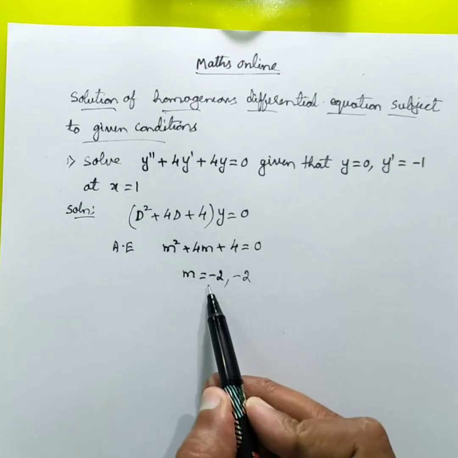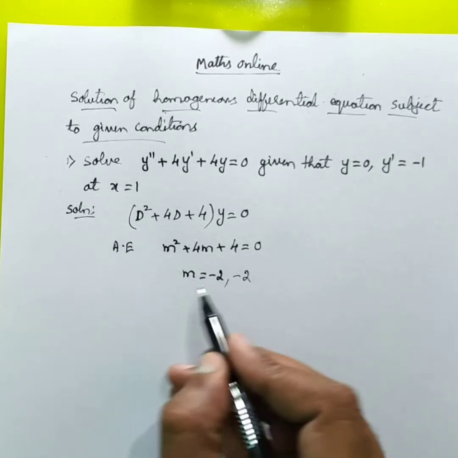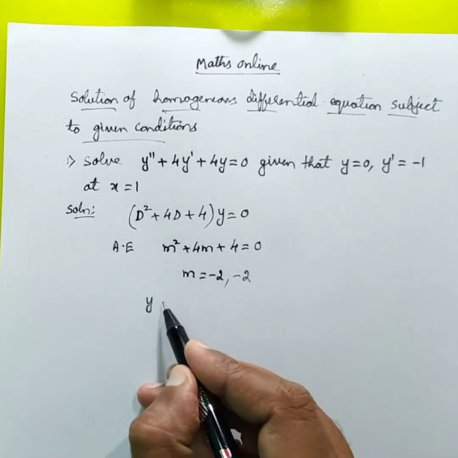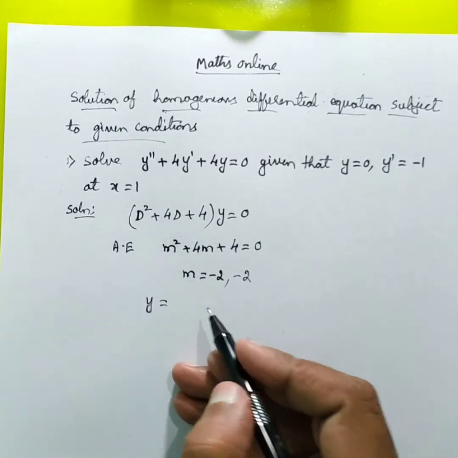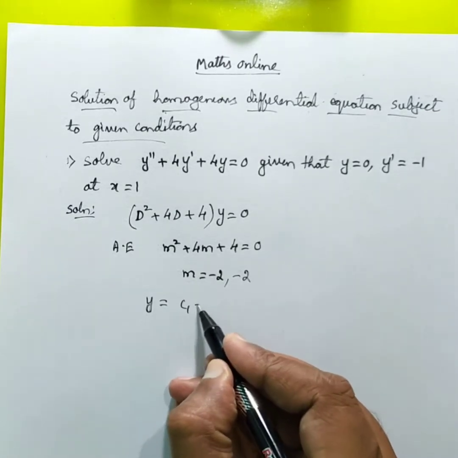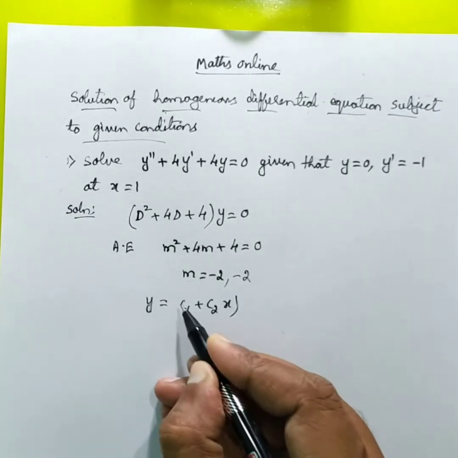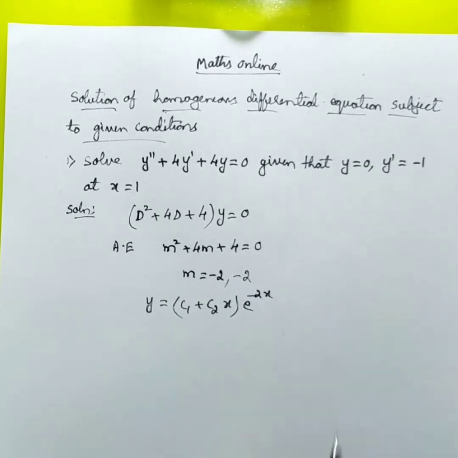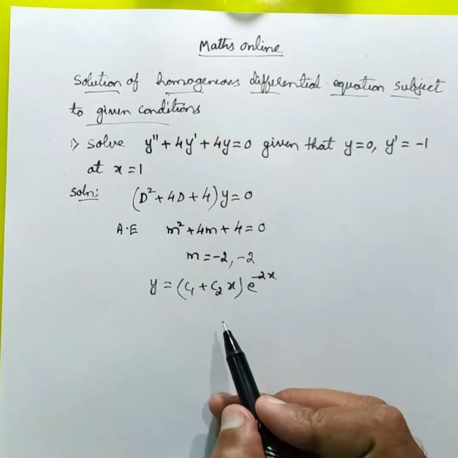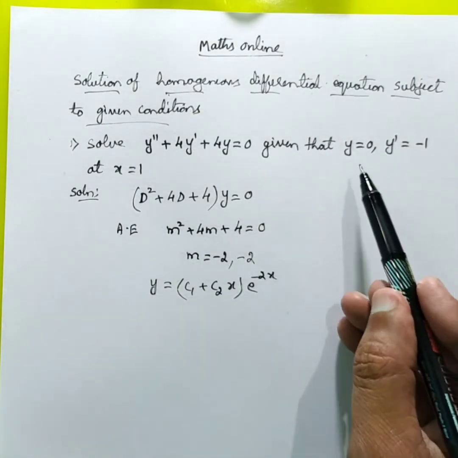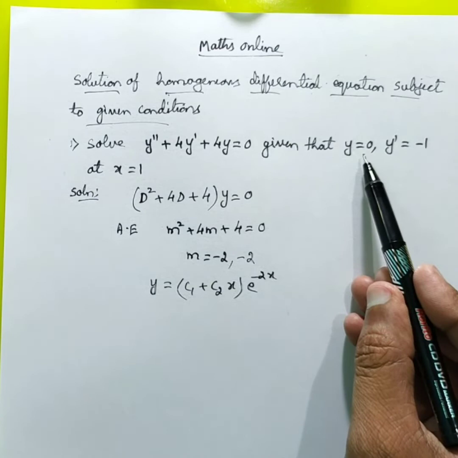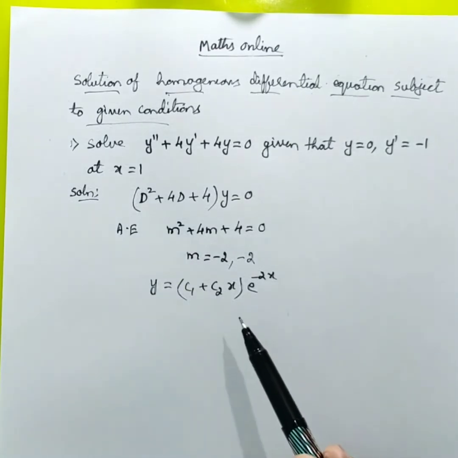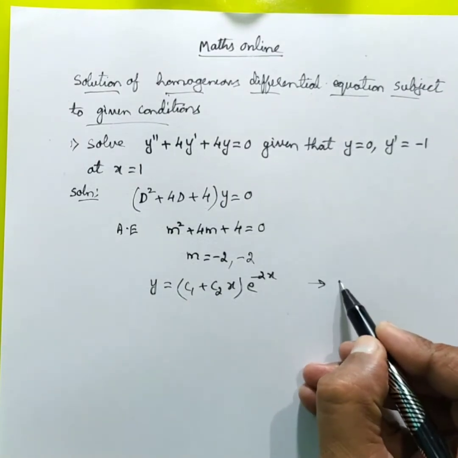Once you have got the repeated roots, you can write down the complementary function. Because it is a homogeneous equation, your complementary function itself will be the solution. y is equals to c1 plus c2x into e power of minus 2 times of x. So that's the solution we have. But further he has given these conditions: when y is 0, y dash is minus of 1 at x is equals to 1. Let me take this as equation number 1.